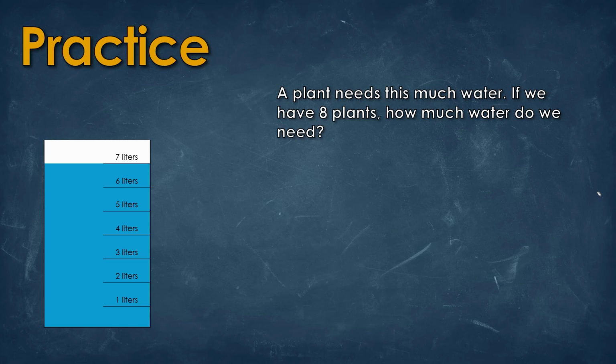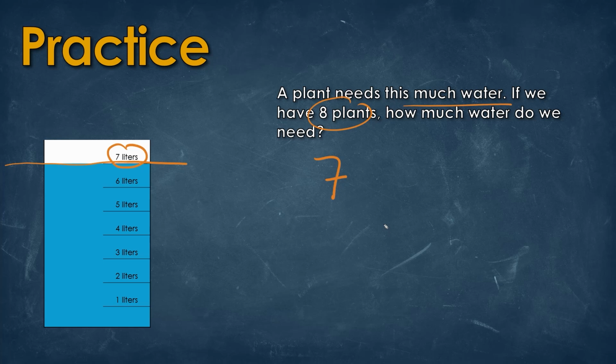Now let's try a couple practice problems. It looks like we're dealing with some water here. A plant needs this much water. If we have 8 plants, how much water do we need? Okay, so let's take a look. We have a beaker here, and if we look at the water line, we notice that it falls directly on the 7. So we know a single plant needs 7 liters of water. Now, if we have 8 plants, how much do we need in total?